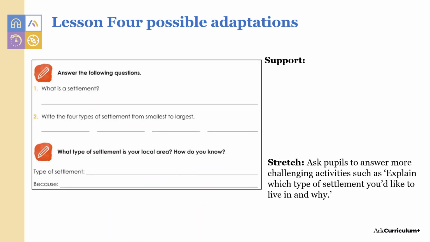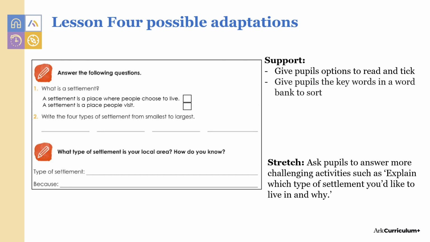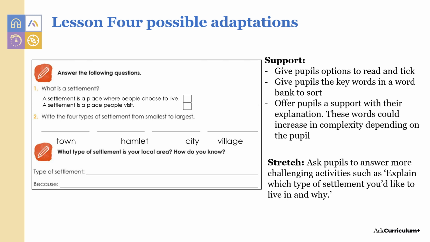For this activity, pupils need to answer several right questions. Support pupils by giving them options to read and tick, by giving pupils the keywords in a word bank to sort, and by offering pupils support with their explanation. These words can increase in complexity depending on the pupil. Stretch pupils by asking them to answer more challenging activities such as explain which type of settlement you'd like to live in and why.